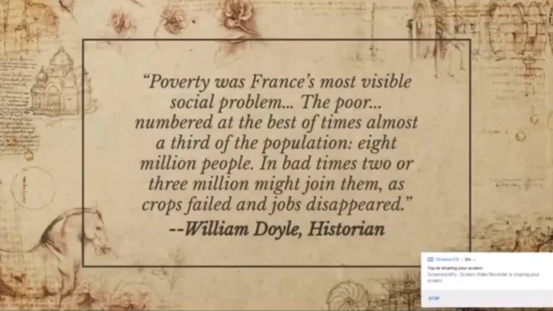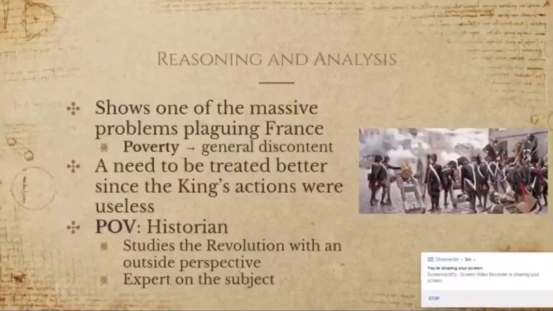Second quote. "Poverty was France's most visible social problem. The poor numbered at the best of times almost a third of the population, 8 million people. In bad times, 2 or 3 million might join them as crops failed and jobs disappeared." William Doyle, historian. This one shows one of the massive problems plaguing France, poverty.